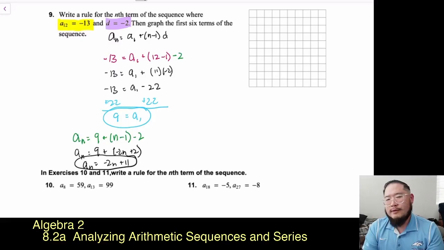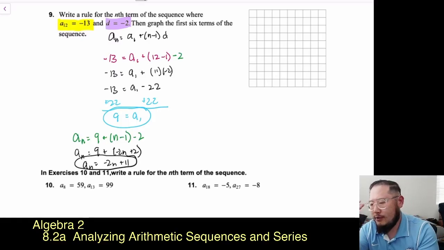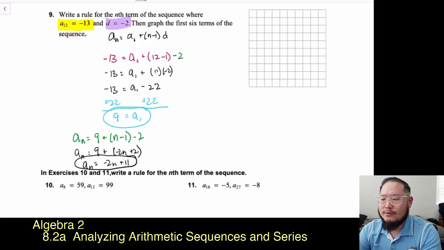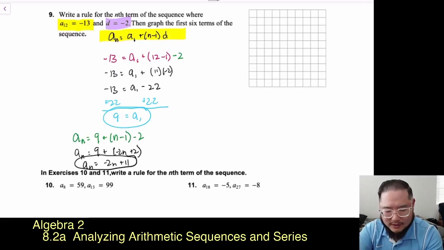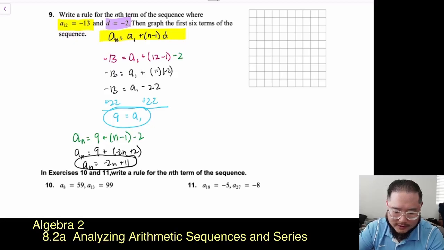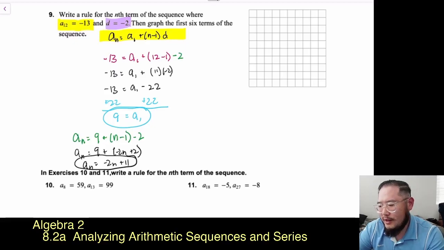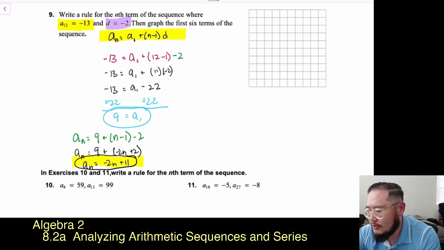All right. So use what they give you. And the only equation you really need to worry about right now is the arithmetic sequence. And then you can go ahead and find your nth term equation. The last thing right here they do ask is to graph things out. So I can do that right here.